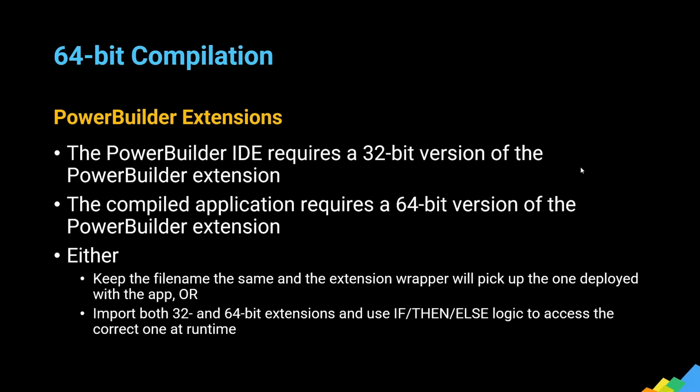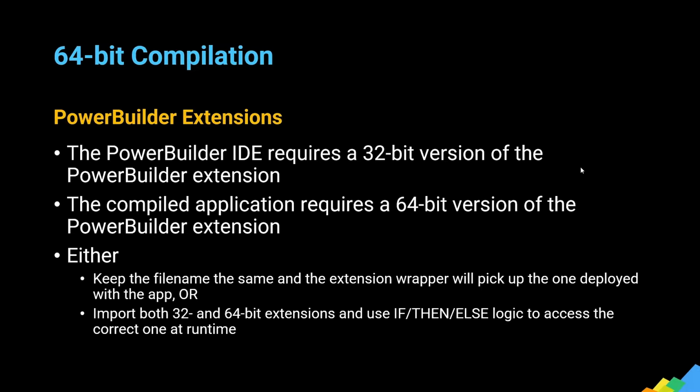Now, one thing you could do is keep the extension file name the same, and then just deploy the 64-bit version of the extension with your 64-bit application, whereas you keep the 32-bit version of the extension with PowerBuilder. That's one way to do it.